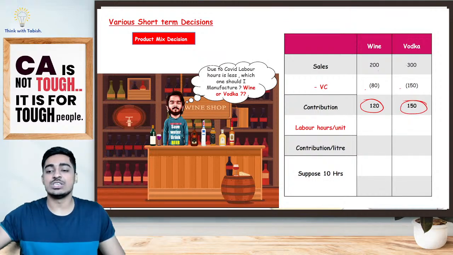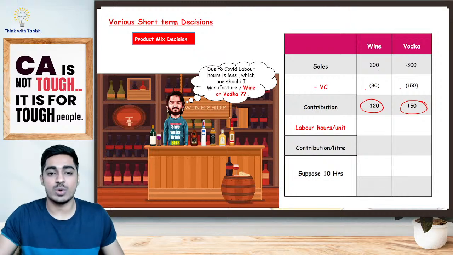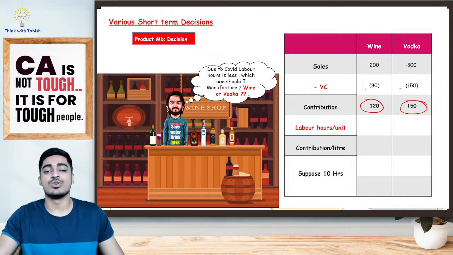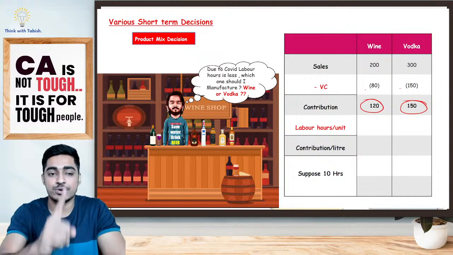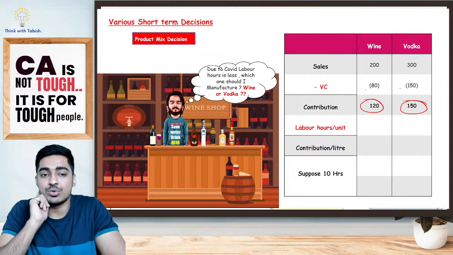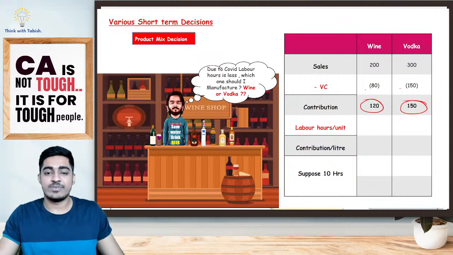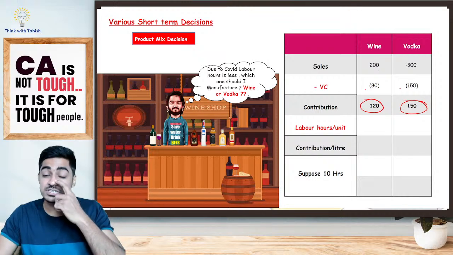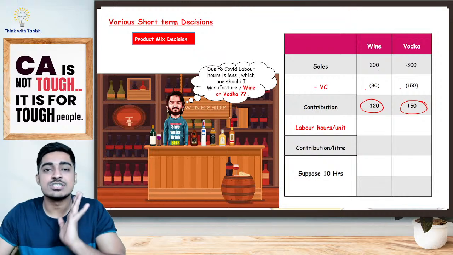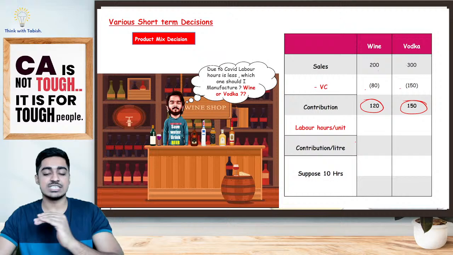Based on this, which one should we produce, students? Should we produce wine? Should we produce vodka? Which is more profitable? If you have to produce any one, which one should you produce? Tell me. Everybody is saying vodka because the contribution is 150 rupees per unit, not because it is tasty.